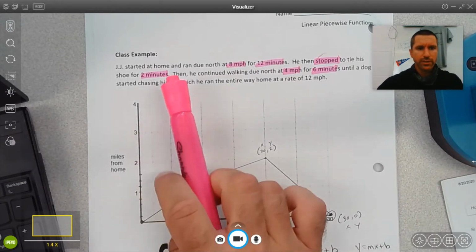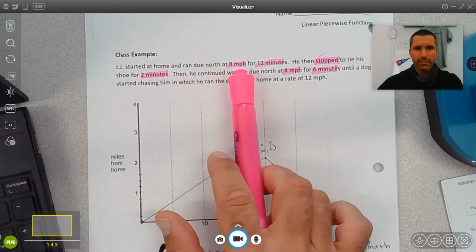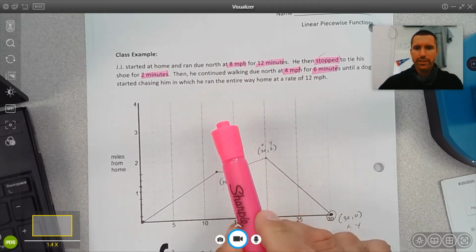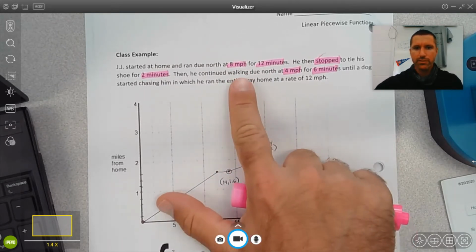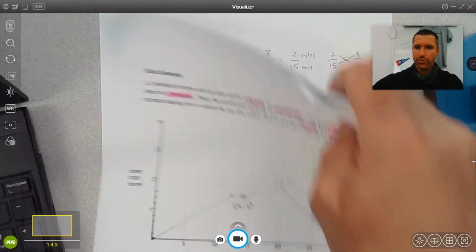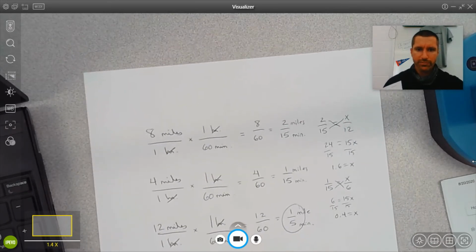JJ started at home and ran due north 8 miles per hour for 12 minutes. So right away we noticed that there is a discrepancy between the units. This is miles per hour, and that's in minutes. We had to do some conversions, okay? And it's a pretty simple conversion.